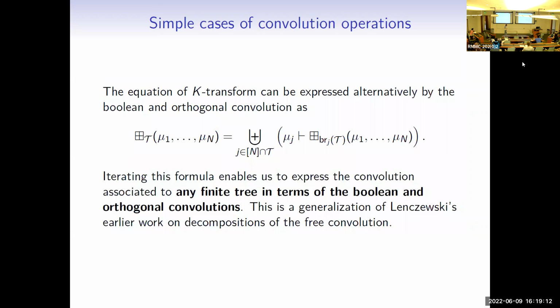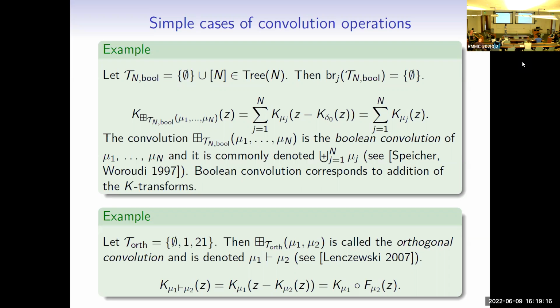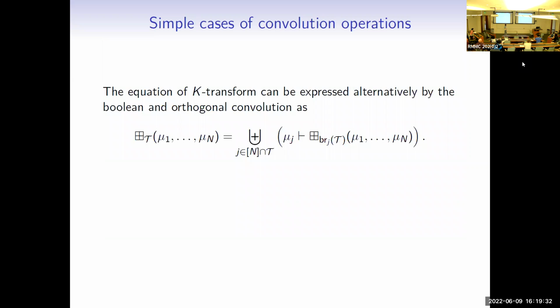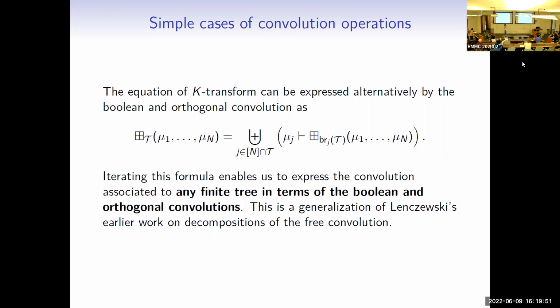So if you check these two, you can see the first one is the sum of the K transforms. The second one is the composition of the K transform with a Z minus K transform. This is actually the two components for the equation we mentioned before. Using this, we can see any tree convolution can actually be written this way. The outside is just the Boolean convolution. Inside is the orthogonal convolution with another tree convolution with respect to the branch of this tree. This is very useful for computing. For a finite tree, we can use this Boolean convolution and the orthogonal convolution to simplify this tree convolution and compute the convolution. And this is a generalization of the free convolution case.